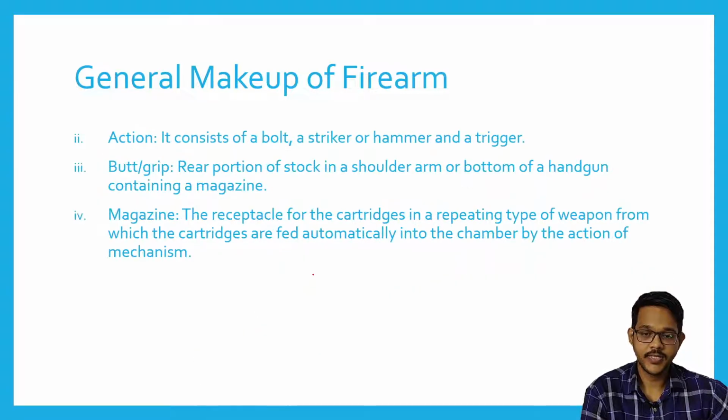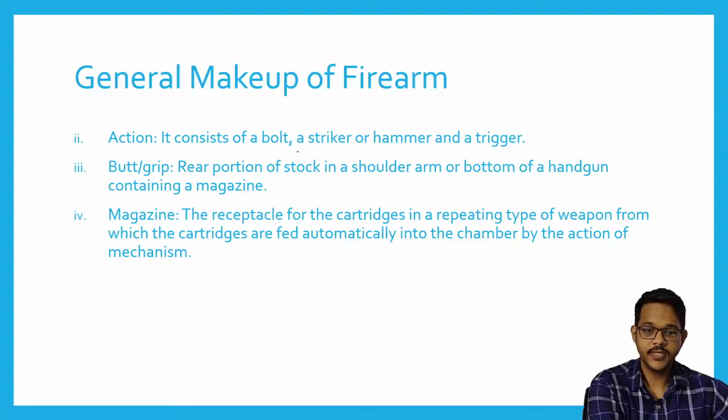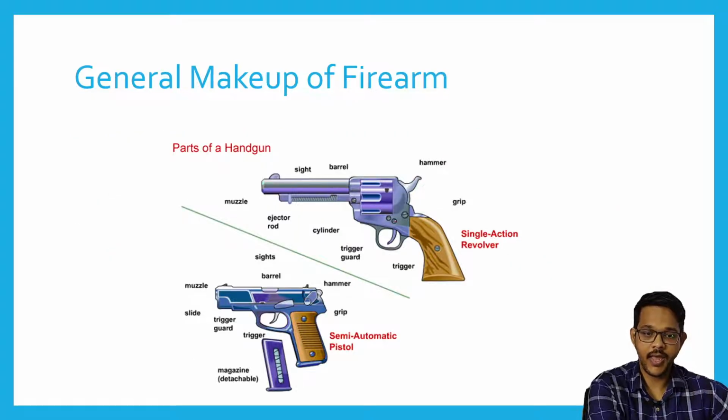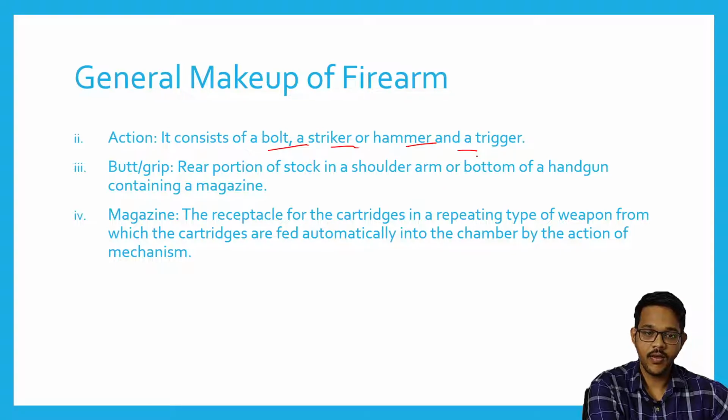Other part next is the action. It consists of bolt, striker, or hammer or trigger. Based on different guns, it may be a bolt where the bolt is pulled back and pulled out, or it may be a trigger which pulls the hammer backside and the hammer puts the pin which strikes the cartridge, or it may be something else based on the gun.